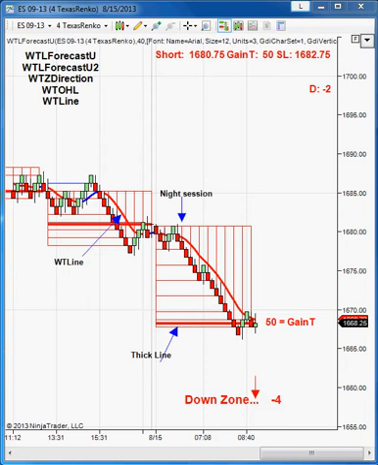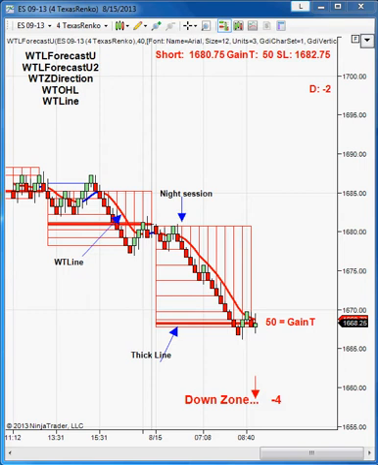Anyhow, I will explain all the indicators and we will go through the trade today, whatever happens. Basically, I'm only using the WTL forecast U2. Based on my personal experience, I only need one indicator. I don't need any other indicator, but every person's expertise level is different. So we do have the WTL forecast U2, WTZ direction, WT open high low, and WTL line.